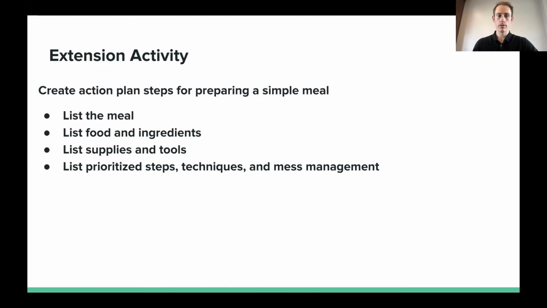questions. So that sums up what we had to go over today. Again, I want you to look over these PowerPoints again and rewatch the videos here on some tips and tricks for measuring, and start making your action plans. But as an extension activity, I want you to create an action plan steps for preparing a simple meal. So I want you to list the meal, list the food and ingredients, list the supplies and tools. And the most important part, I want you to be listing the prioritized steps, techniques, and mess management. So again, I want to invite all of you to do that.